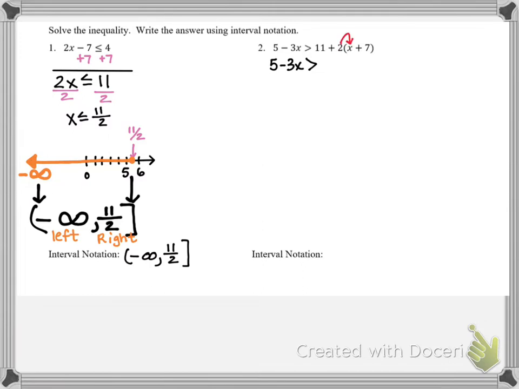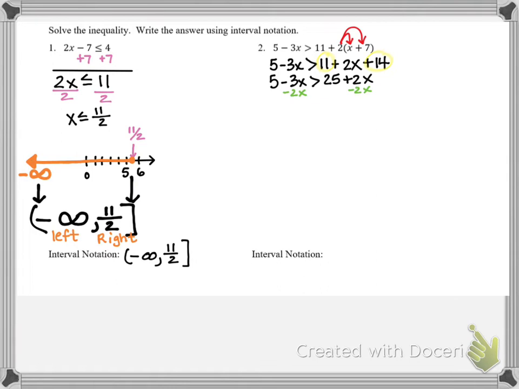So the 2 is going to be distributed, and we get 11 plus 2x plus 14. Now I want to combine the constants 11 and 14. So 5 minus 3x is greater than 25 plus 2x. Now I have variables on both sides, so I want to collect my variable terms on one side of the inequality. There's several ways to do this. I'm going to show you the way where I subtract 2x, which means I'm going to collect my x terms on the left-hand side of the inequality.